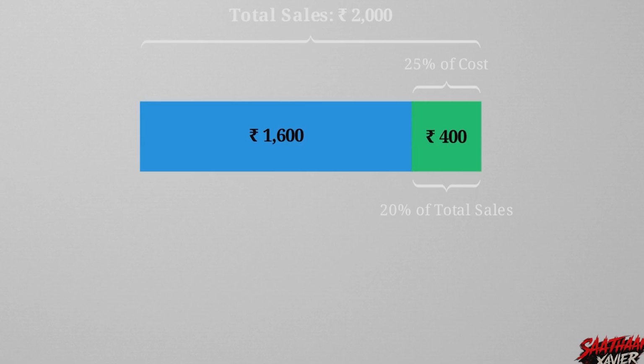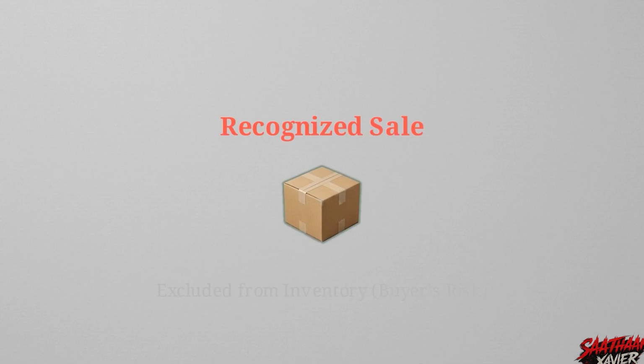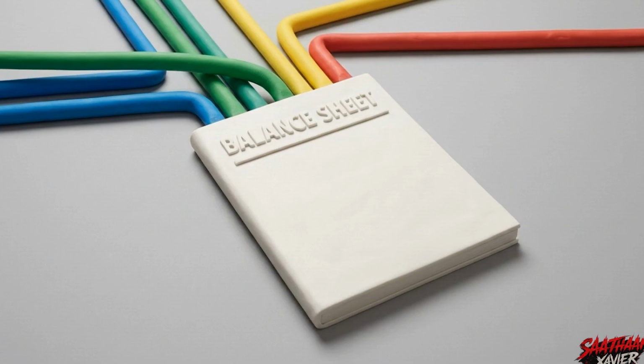Once sold, possession transfers. Goods waiting in your warehouse at the buyer's risk are officially sales, entirely excluded from closing inventory. After every adjustment, all remaining balances settle in their final destination, the balance sheet.